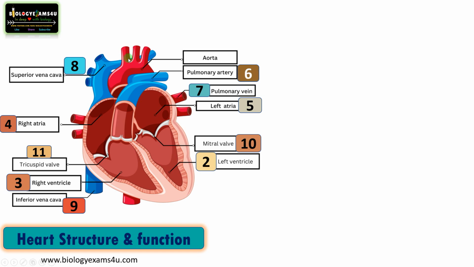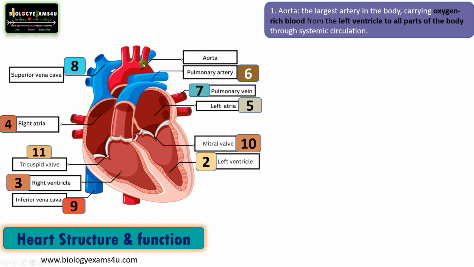This is the aorta. It is the largest artery in the body, carrying oxygenated blood from the left ventricle to all parts of the body. This is how the blood moves from the left ventricle to the aorta, then it is transferred to different parts of the body. This green arrow is for oxygenated blood and this red arrow for deoxygenated blood.